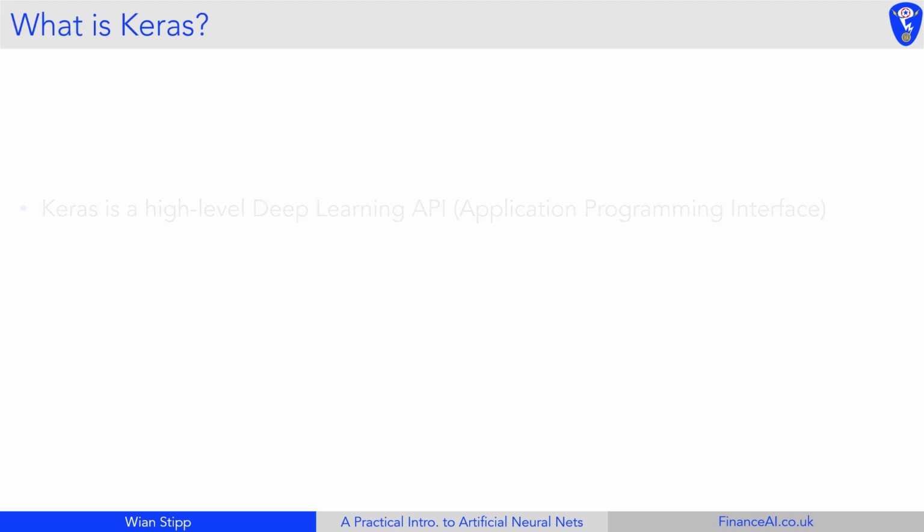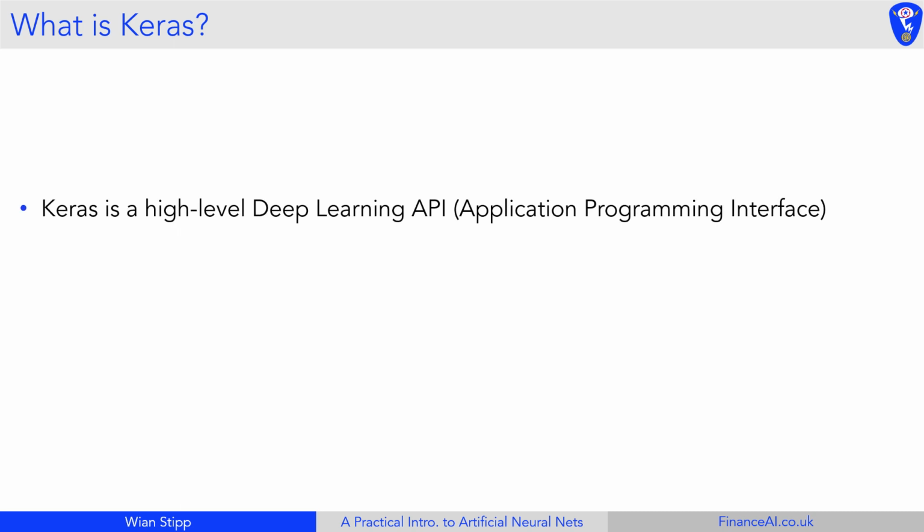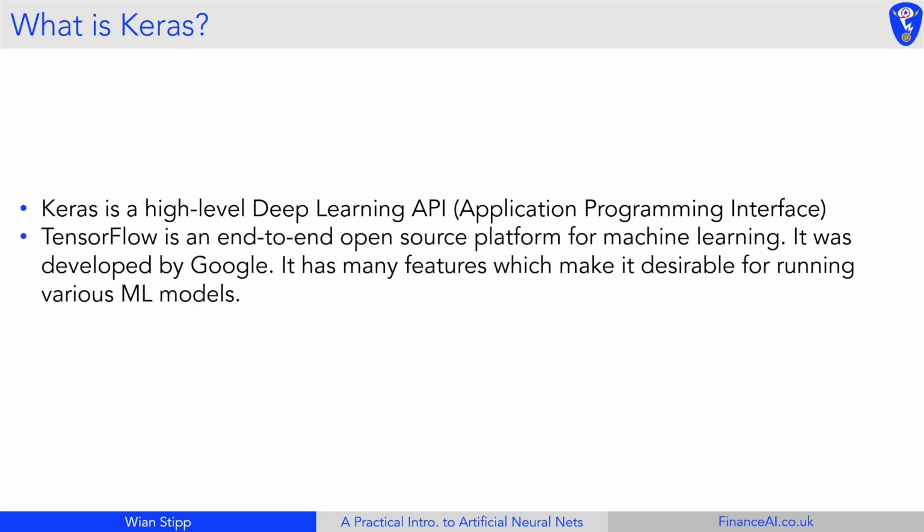Okay, so what is Keras? Keras is a high-level deep learning API, or application programming interface. TensorFlow is an end-to-end open software platform for machine learning. It was developed by Google, and it has many features which make it attractive for running various deep learning models. TensorFlow is open source, like it says here. It's free to use, and it's a really great tool that makes it very useful for building these models.